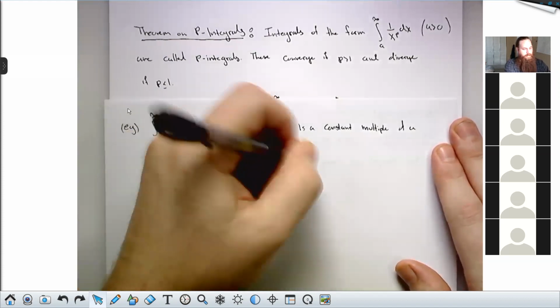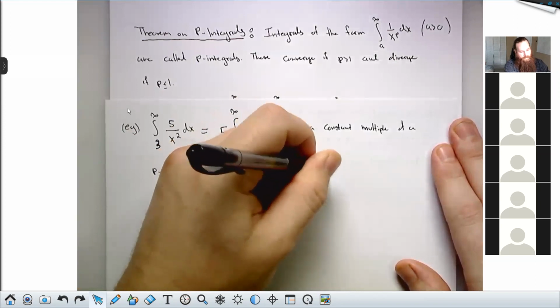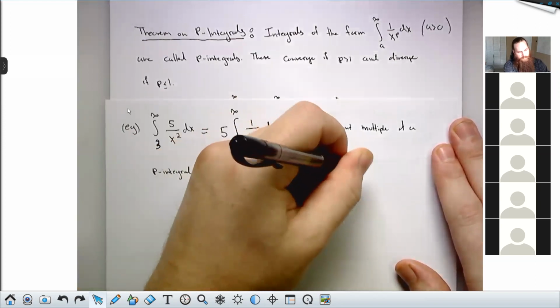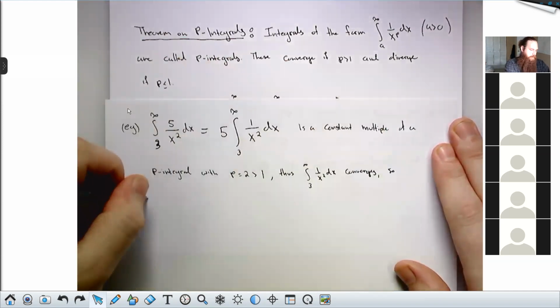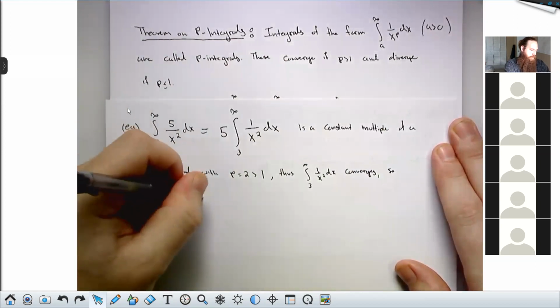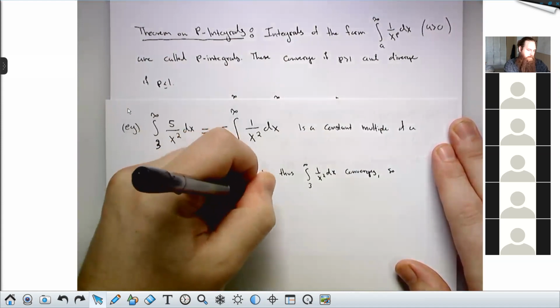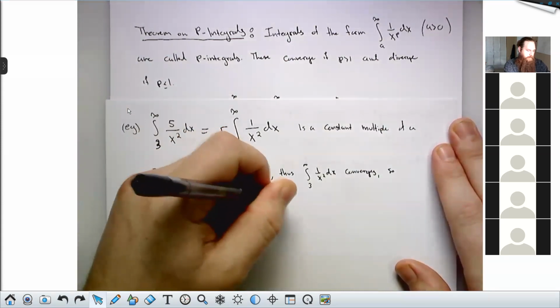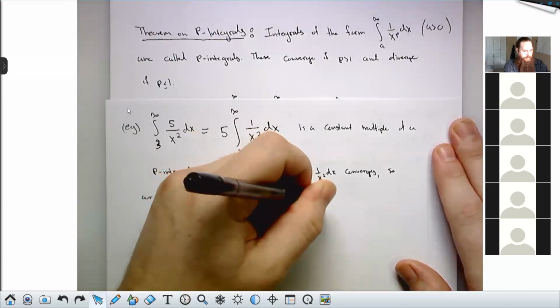Thus, the integral from 3 to infinity of 1 over x squared dx converges. So our integral converges because 5 times something finite is something finite.